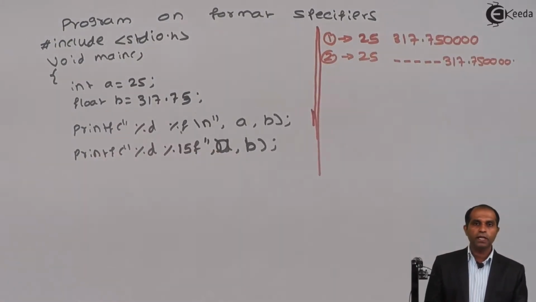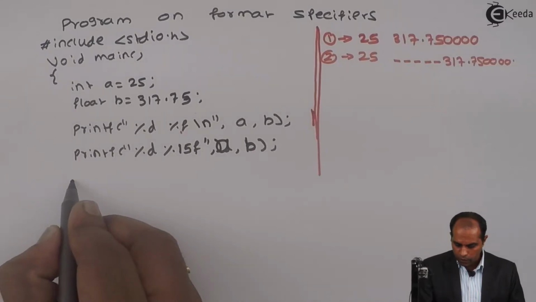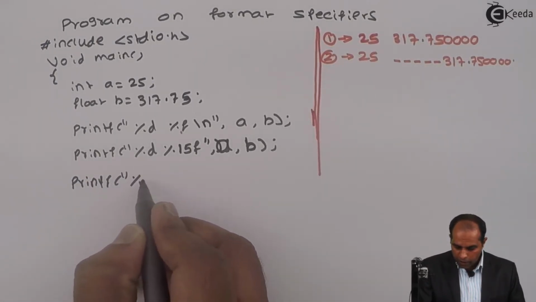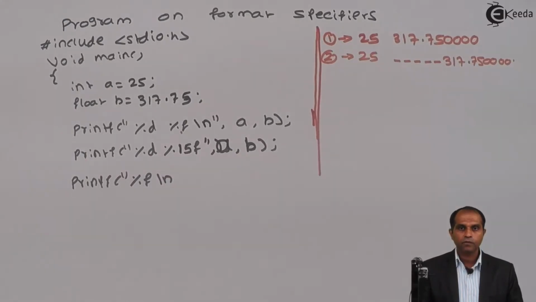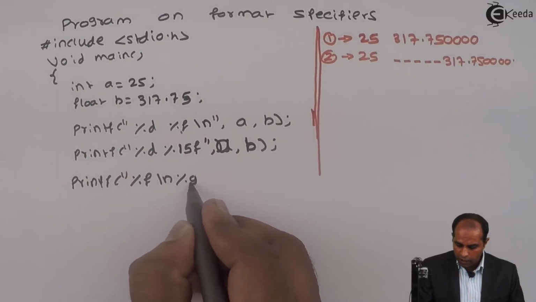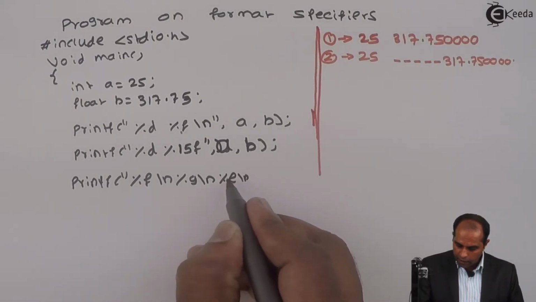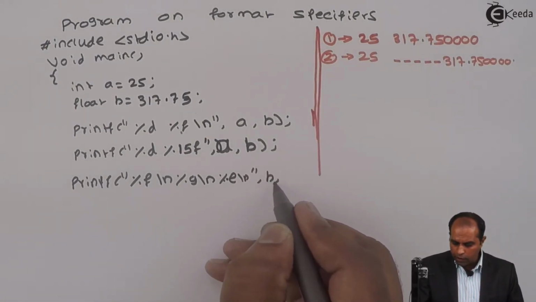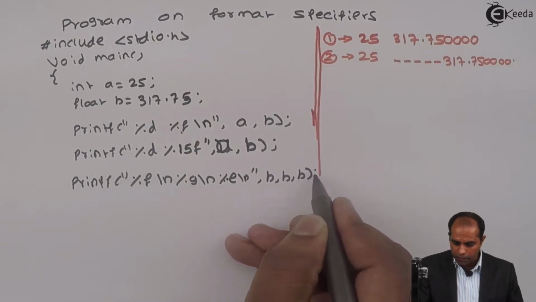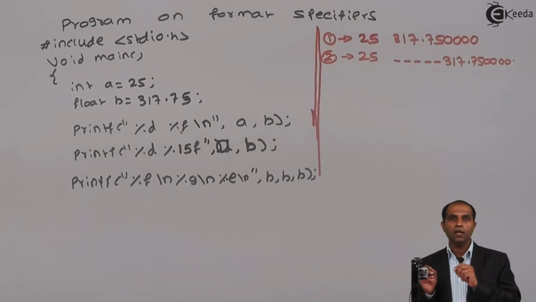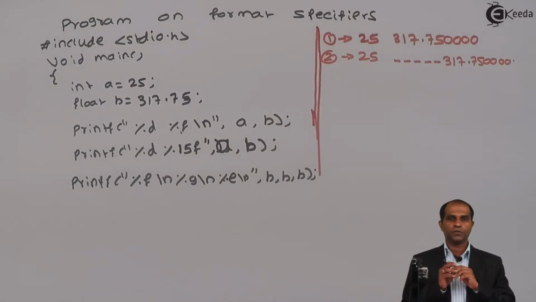Now let's try one more printf with different specifiers. Now I'll try only for variable b, floating point values. I'll say printf %f\n, %g\n, and %e\n. Now all three times I wish to print the value of b itself. Let's look at the difference in the output for variable b with the f, e and g specifiers.